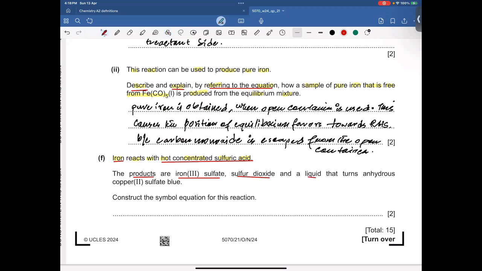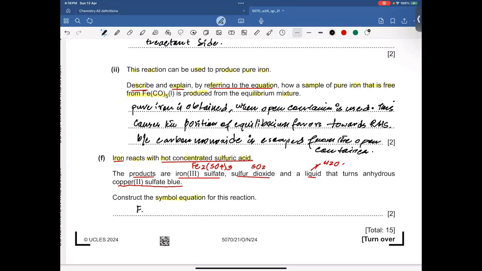So the formula of iron 3 sulfate is Fe2(SO4)3. Sulfur dioxide has the formula SO2, and a liquid that turns anhydrous copper sulfate blue. So this test confirms that this liquid needs to be water. The examiner has given me the reactants and the products. The examiner needs the symbol equation, and obviously the balanced symbol equation.